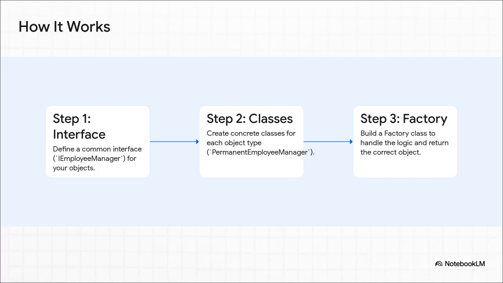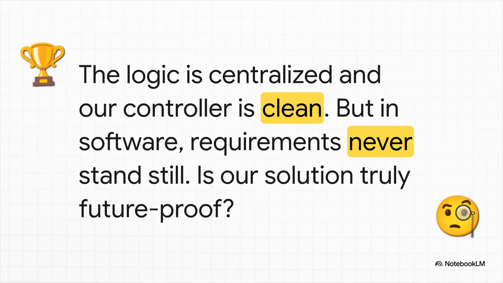So how do we actually build this thing? It's really just a 3-step dance. First, you create a contract, an interface, that all your different employee managers agree to follow. Second, you build your specific manager classes, one for permanent, one for contract. And finally, step 3, you build the factory itself. That's where our original if-else logic now lives. And just like that, we're patting ourselves on the back. The logic is separated, the controller is squeaky clean, and adding a new employee type is a breeze. You only have to change the factory.